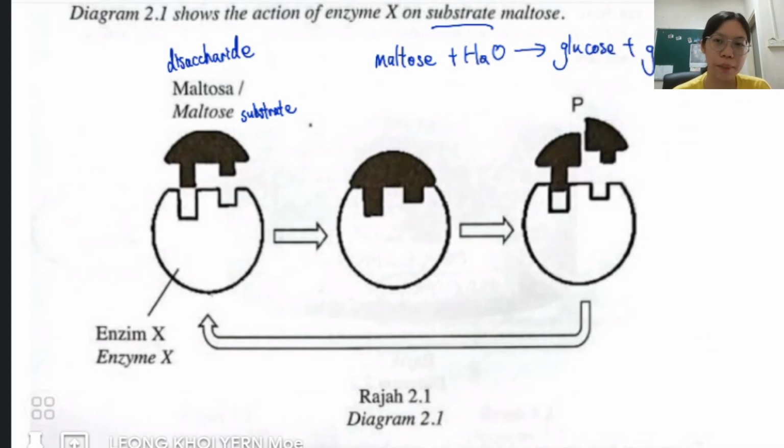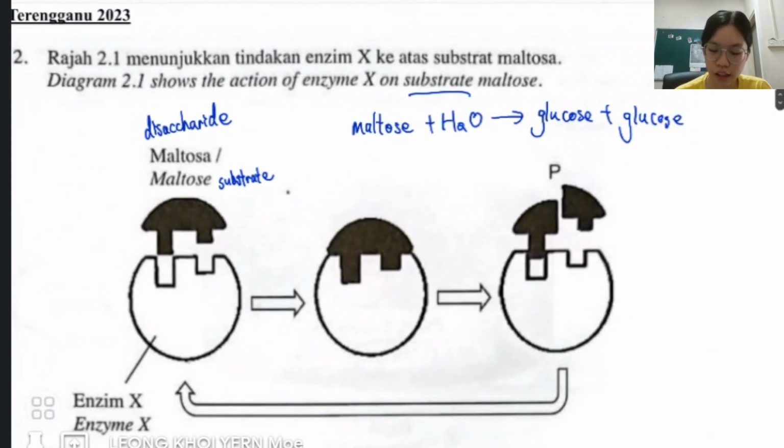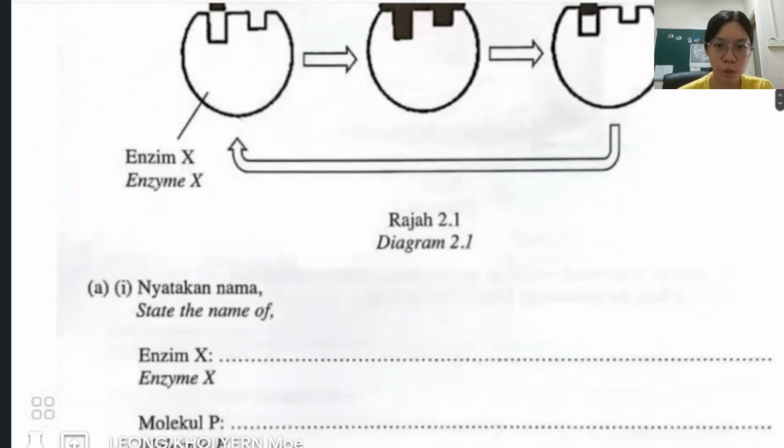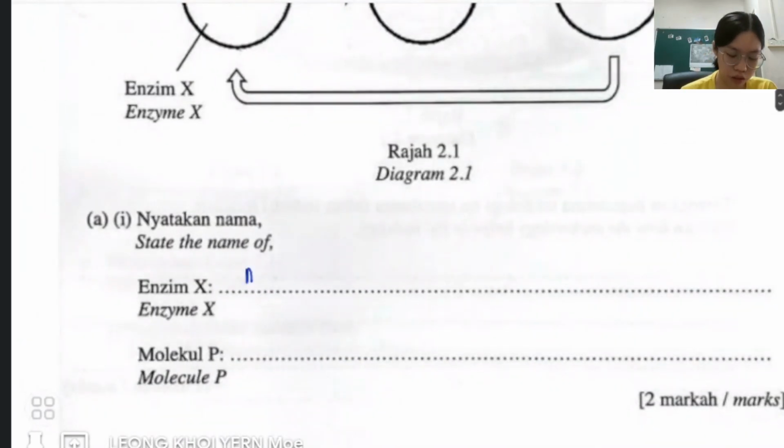So what is enzyme X? Enzyme X is the enzyme which ends with ASE. So it is maltase. Most enzyme names end with ASE. So the enzyme is maltase and the name of molecule P is basically glucose.